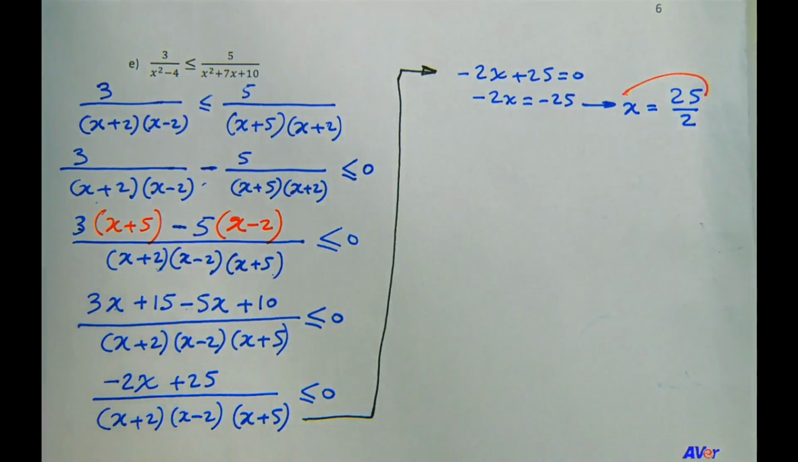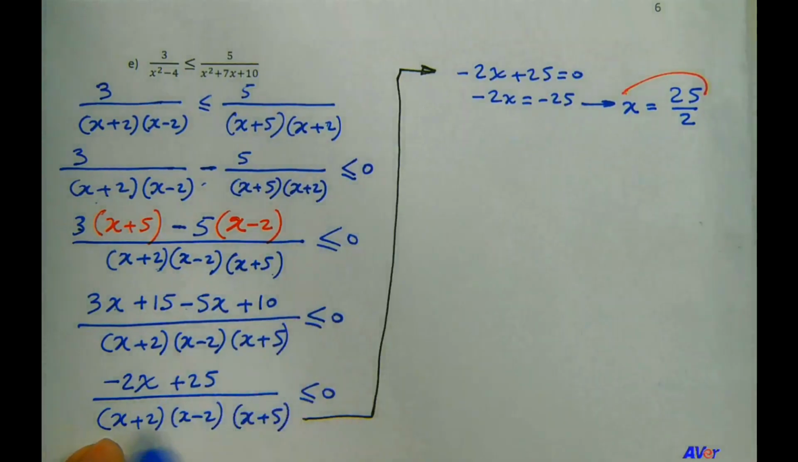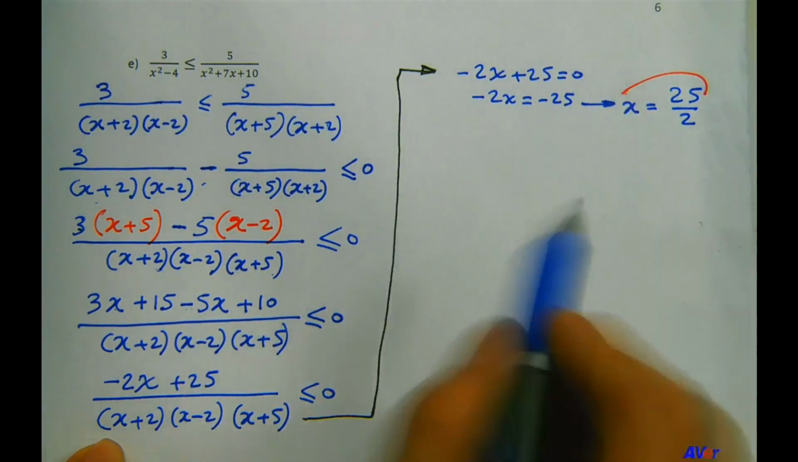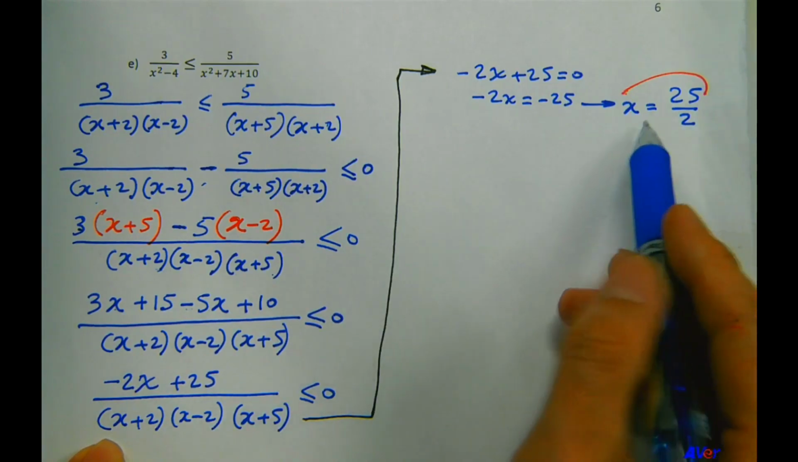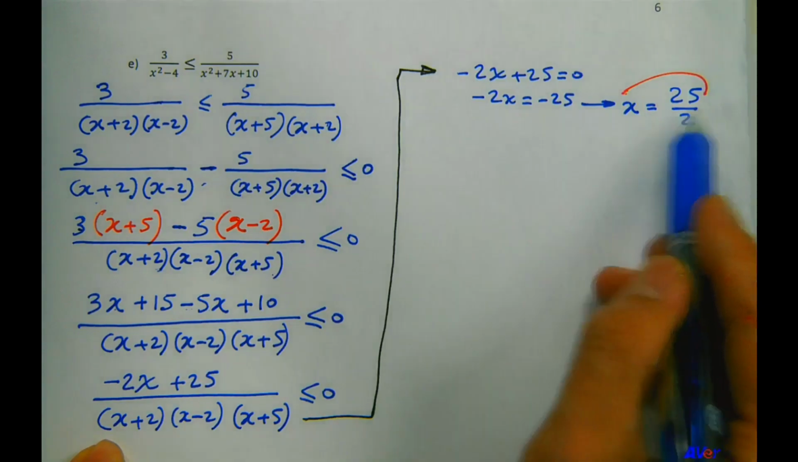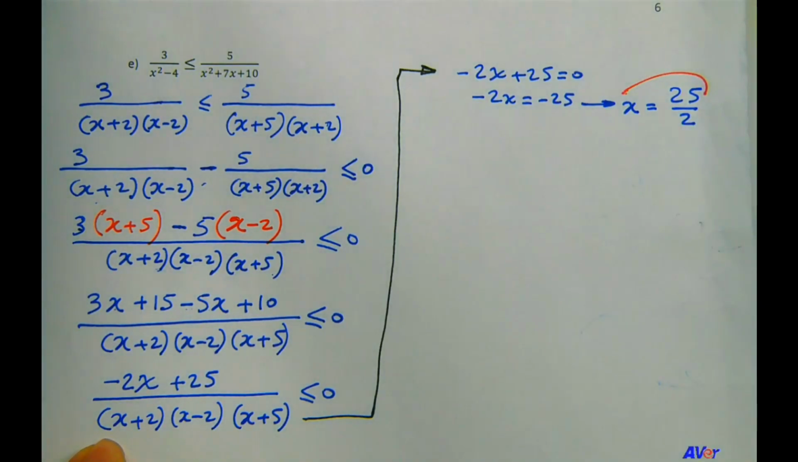Then each of these factors in the denominator, none of these can be 0. So we've got to be very careful. Before we do that, let me ask you this. Can the final solution include x equals 25 over 2? Can it include that? Yes, it can, because this whole thing is allowed to be equal to 0.